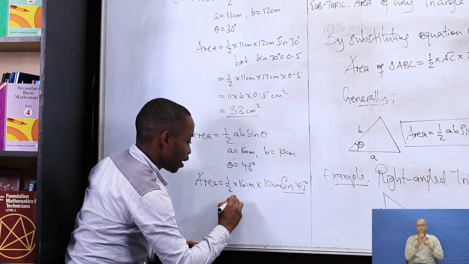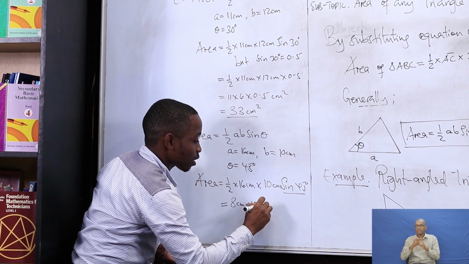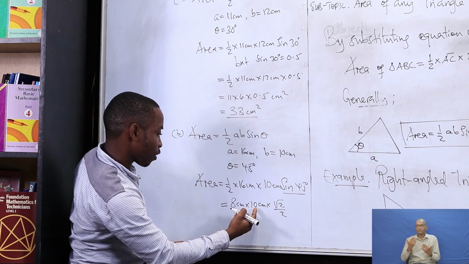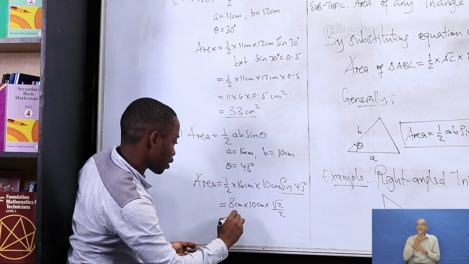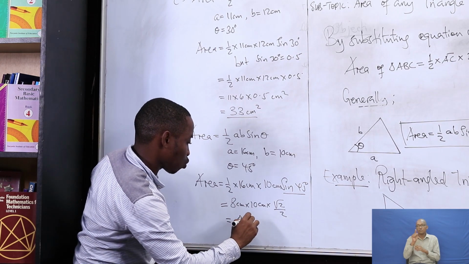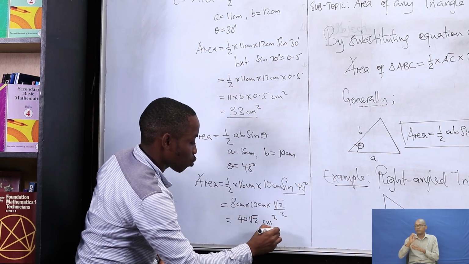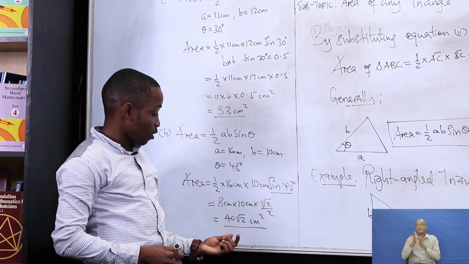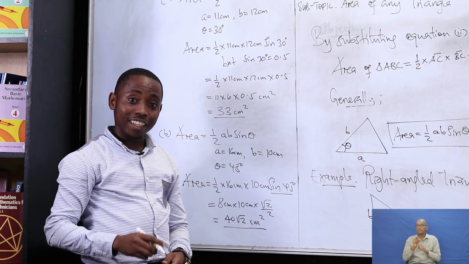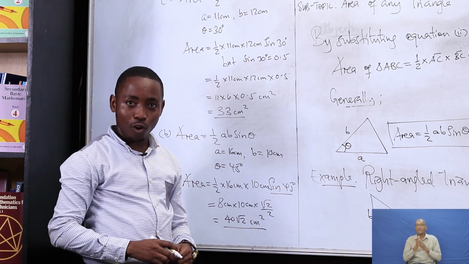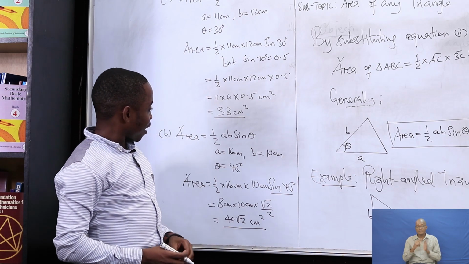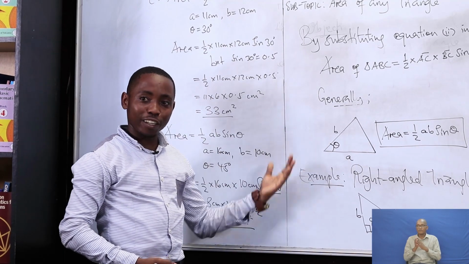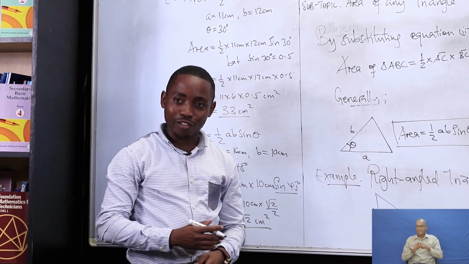So this can be 8 centimeter times 10 centimeter times radical of 2 over 2. Here the 2 and the 2 cancel, and 5 times 8 is 40. So we are going to get 40 square root of 2 centimeter squared. We can leave our answer in surd form like this, but it must be in a very simplified form. These are some of the examples of how we can use our general formula to find the area of any triangle that we are given.